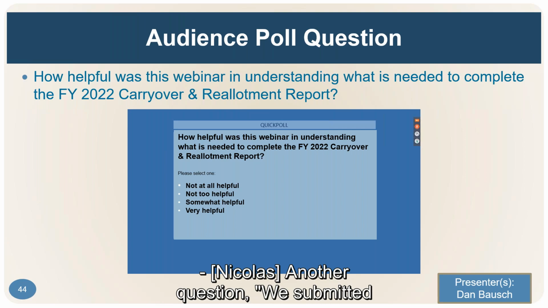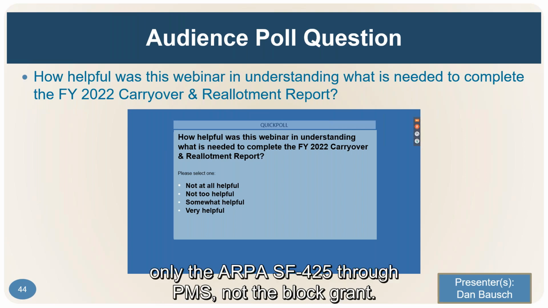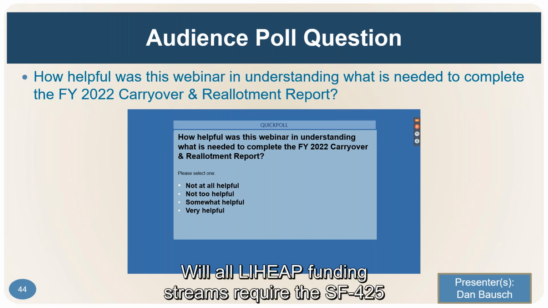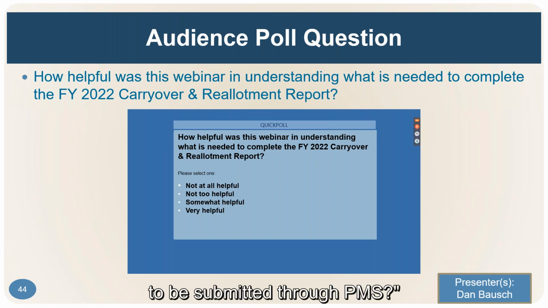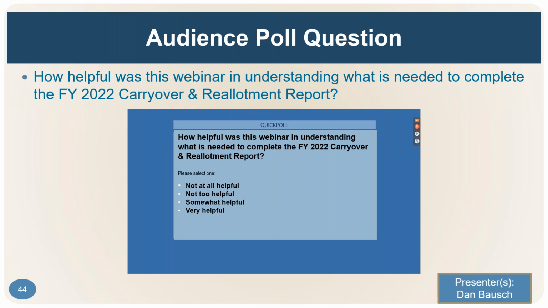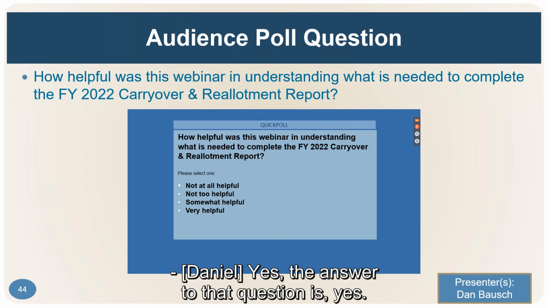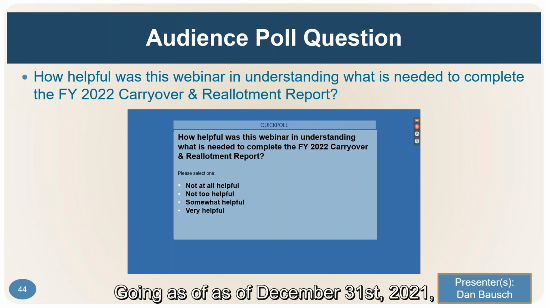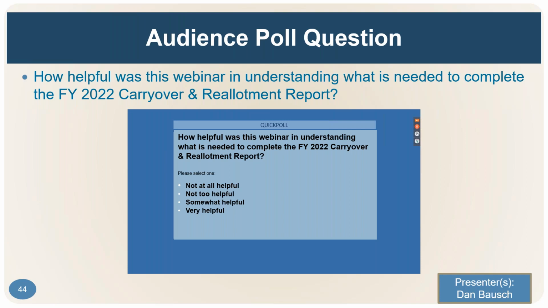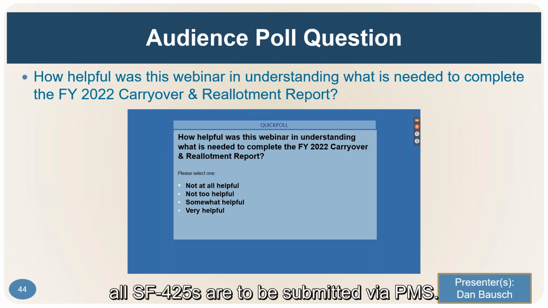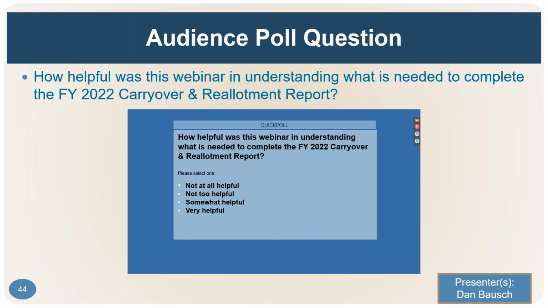Another question. We submitted only the ARPA SF425 through PMS, not the block grant. Will all LIHEAP funding streams require the SF425 to be submitted through PMS? Yes, the answer to that question is yes. As of December 31st, 2021, all SF425s are to be submitted via PMS.